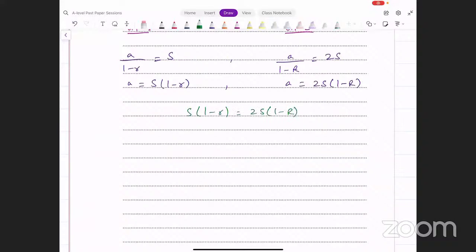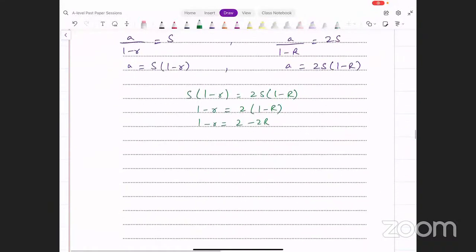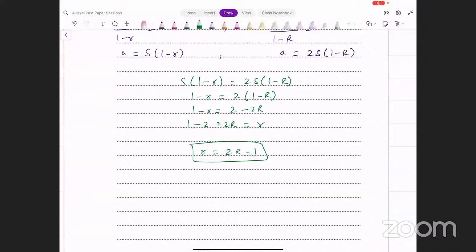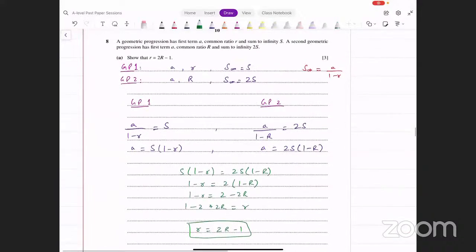Now what happens, S and S also get cancelled, and we're just left with 1 minus r equals 2 into 1 minus capital R. That's 1 minus r equals 2 minus 2R. उसने ऊपर क्या करने को कहा है, small r को subject बनाना है. So it gives us 1 minus 2 plus 2R equals small r. r equals 2R minus 1. And that's what we wanted to show there. Small r equals 2 into capital R minus 1. ये हमने show कर दिया, ठीक है? That was this first part. Let's move on to the next one.